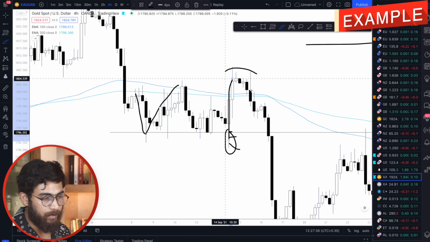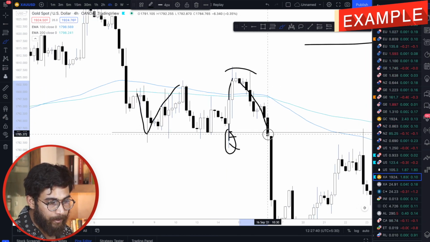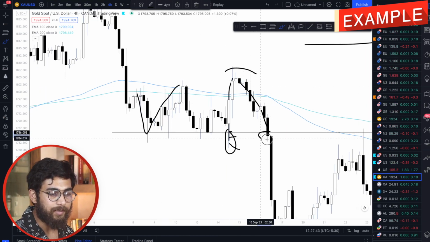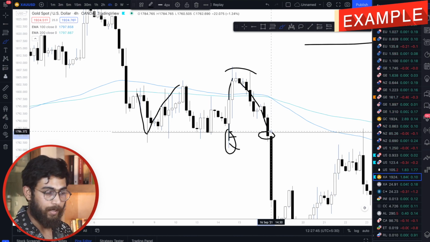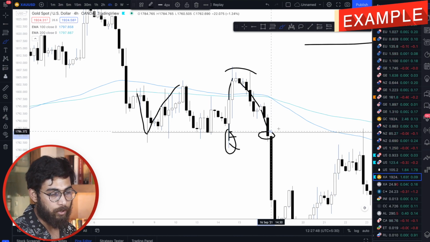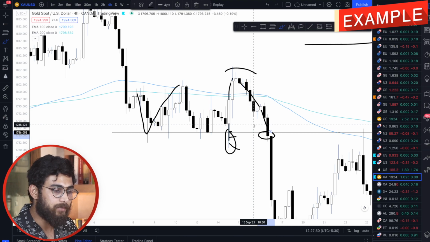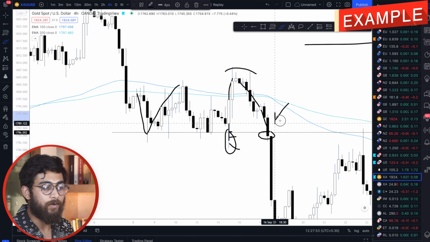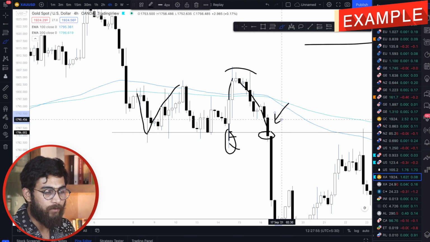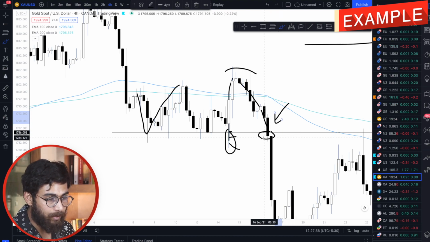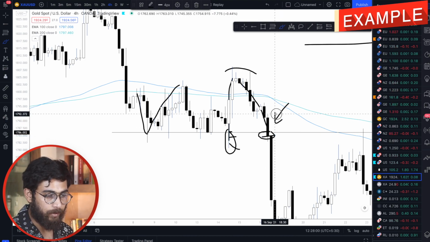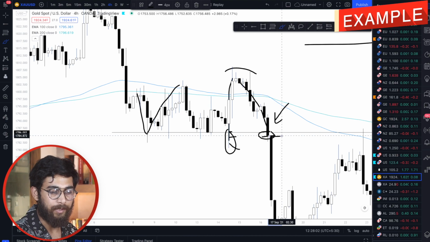So the real entry will be when the price breaks out of this level on the highest time frame on which the pattern is valid. In this case, this pattern is valid on the 4-hour time frame. That is, the 4-hour time frame is the highest time frame on which this pattern is valid. So when it breaks out of the pattern on the 4-hour time frame, that is when you enter a sell trade over here.